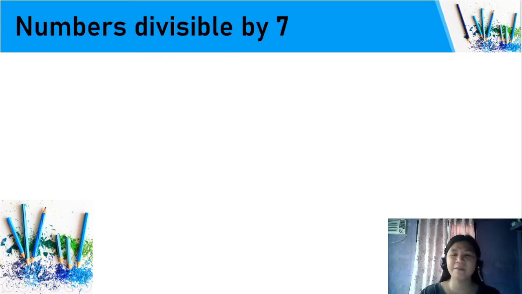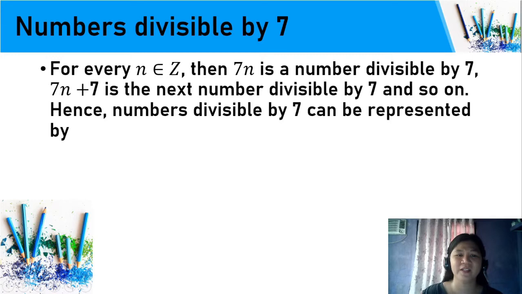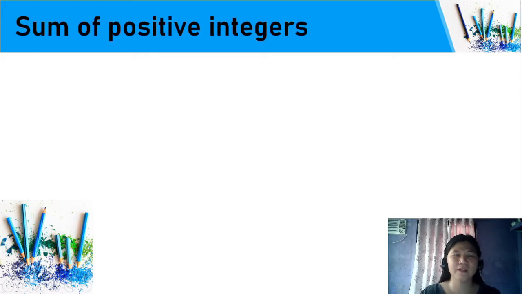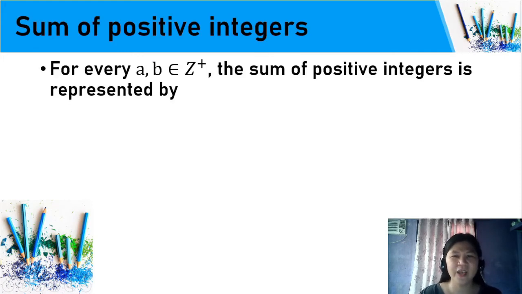So the same goes with the numbers divisible by 7, such that numbers divisible by 7 can be represented by 7n, 7n plus 7, 7n plus 14, and so on. But for the sum of positive integers, for every a and b, which are both elements of the positive integers, the sum a plus b is an element of positive integers. So this is true because the set of positive integers is closed under addition. Meaning to say, they exhibit closure property.